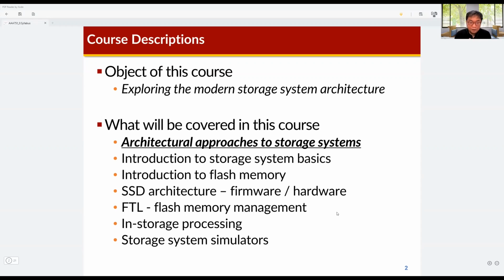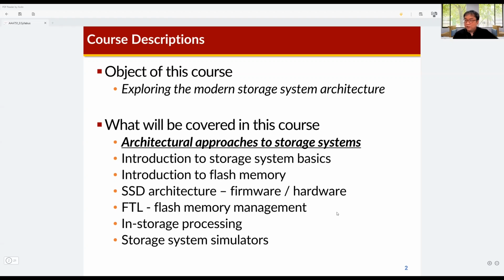So what will be covered in this course? I'm a computer architect, so we will explore the architectural features of storage systems. Architectural features means some architectural abstractions, not the details of semiconductor technology and properties of the flash memory. That will not be covered during this course.